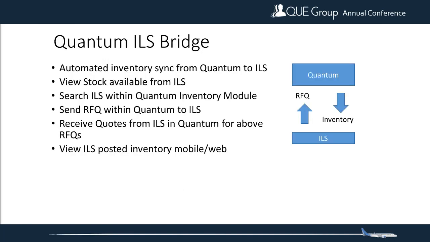Automated inventory sync from Quantum to ILS. View stock available from ILS. Search ILS within the Quantum inventory module. Send RFQs within Quantum to ILS. Receive quotes from ILS and Quantum for the above RFQs. View ILS posts, inventory, mobile, and web applications.